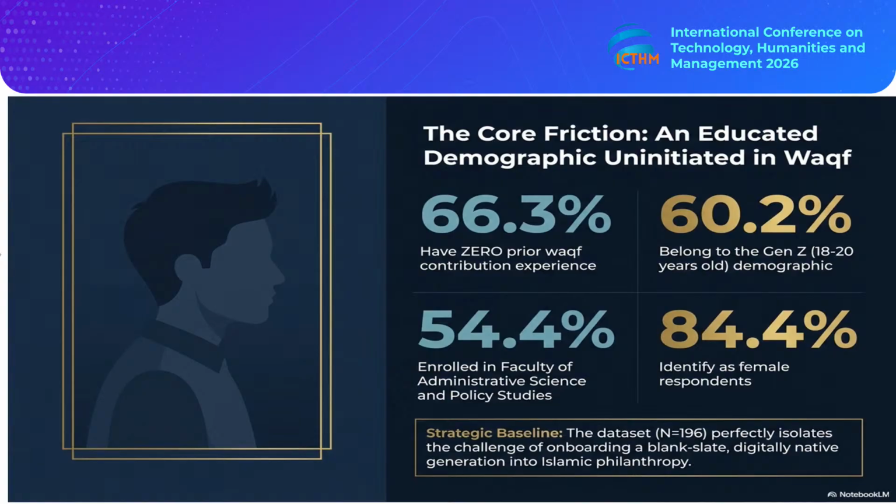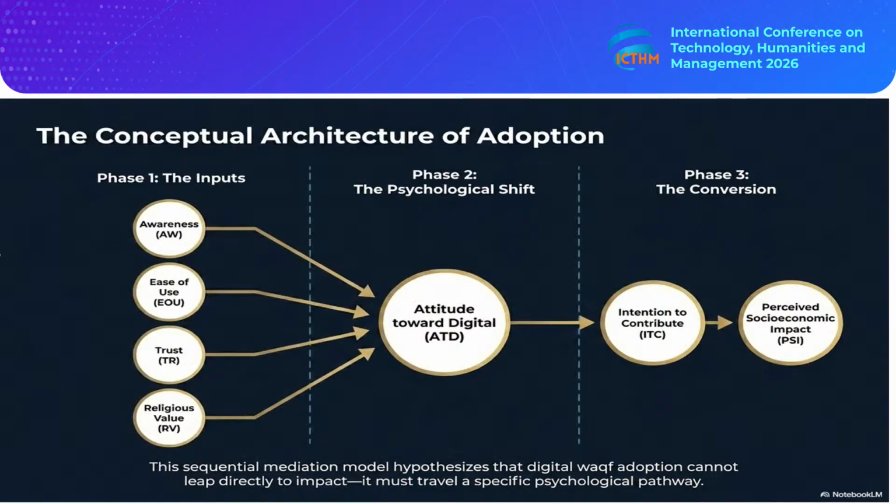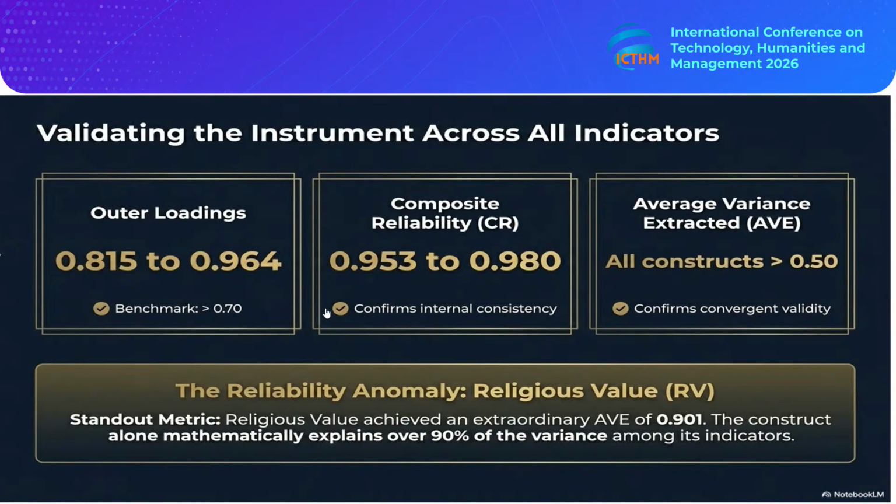62.6% belong to the Gen Z demographic, 54.4% are enrolled in the Faculty of Administration Science and Policy Studies, and 84% are female respondents. From what we found, all of these variables have a significant relationship towards the attitude towards digital, and this will create the intention to contribute towards the perceived social impact through waqf.